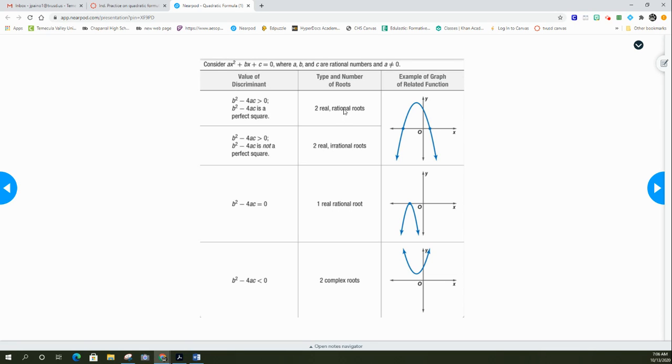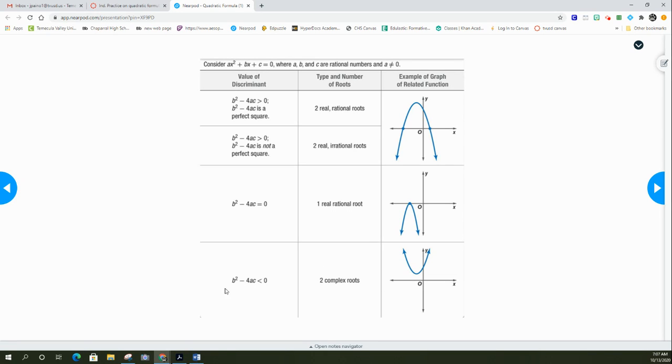Or rational, the number inside the radical is a perfect square. So when it's a perfect square inside, you're going to get a rational. When it's not a perfect square, you're going to get irrational. But they're both real, and that's what we care about. We will be able to see them on the graph. They will hit the x-axis. And when the inside was 0, it's one rational root, which means the vertex is hitting the x-intercept.